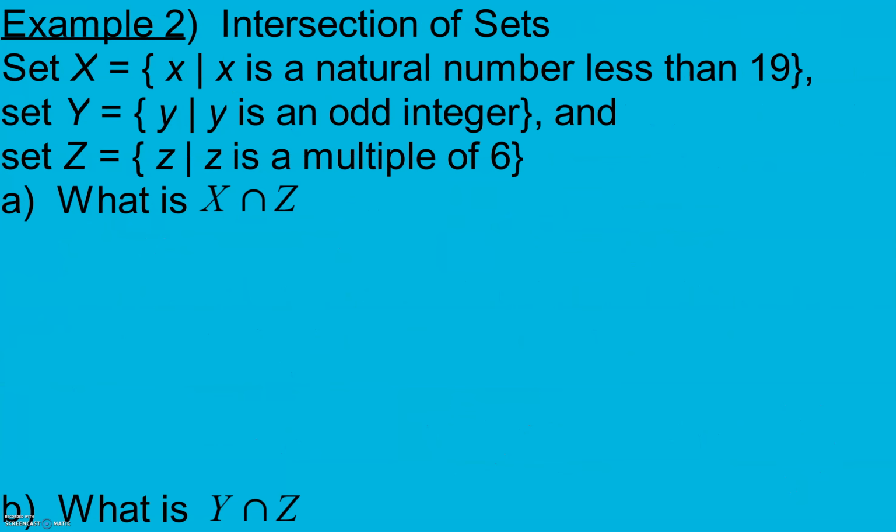Example 2 is the intersection of sets. X is a natural number less than 19, Y is an odd integer, and Z is a multiple of 6. We want to know, what is the intersection of X and Z? So right now I'm looking at just X and Z. Natural numbers, again, start at 1, and we want them to be less than 19. And here I can actually list all these out. There's a lot of them, but I can do it.